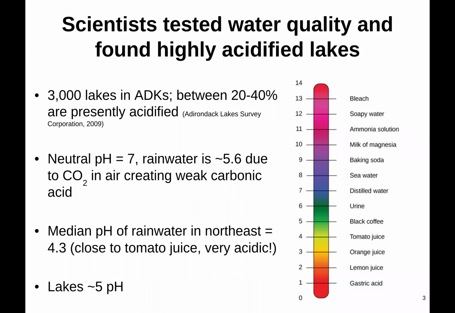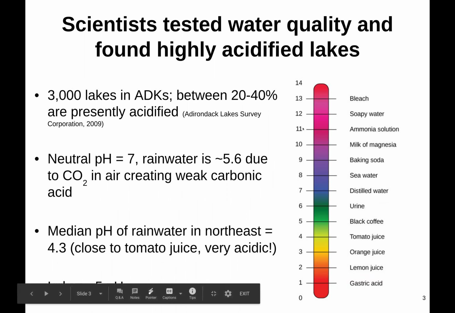scale. And just to put this in further perspective, the pH of your blood is about 7.4. If the pH of your blood dropped to 7.0, so neutral, you would die in a few hours. So just put that in perspective of how small changes can have meaningful effects. So with that out of the way, let's talk about the Adirondacks.